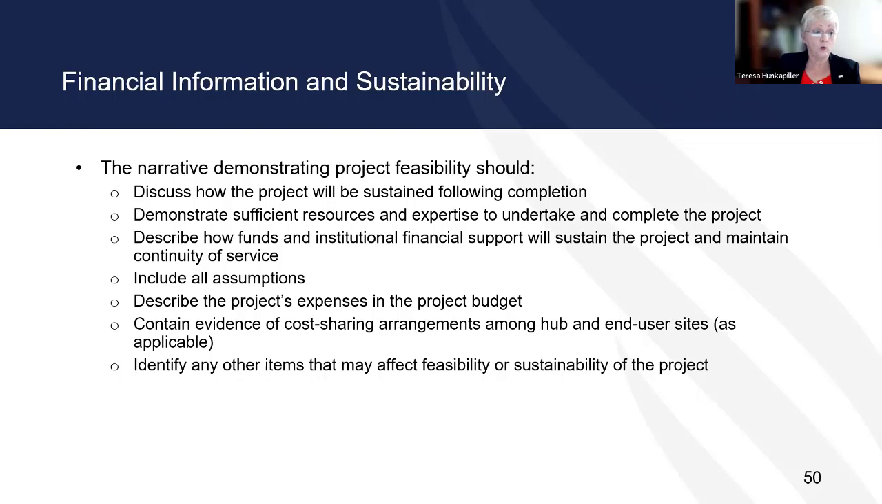So financial information and sustainability, like I said, is tab G. And it's a narrative telling us how the project is feasible. And one of the most important pieces that does not get covered is how will the project be sustained following completion? We're not putting this out there for the use for 3 years. We want this to be used long after our project window has closed. So again, identify any items that might affect your feasibility or the sustainability of the project.